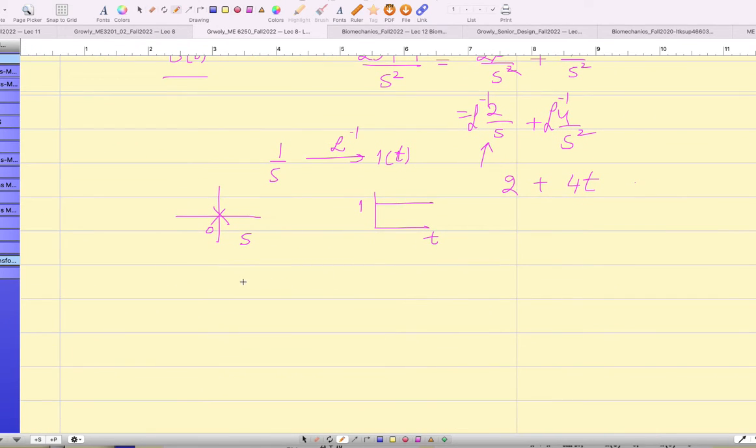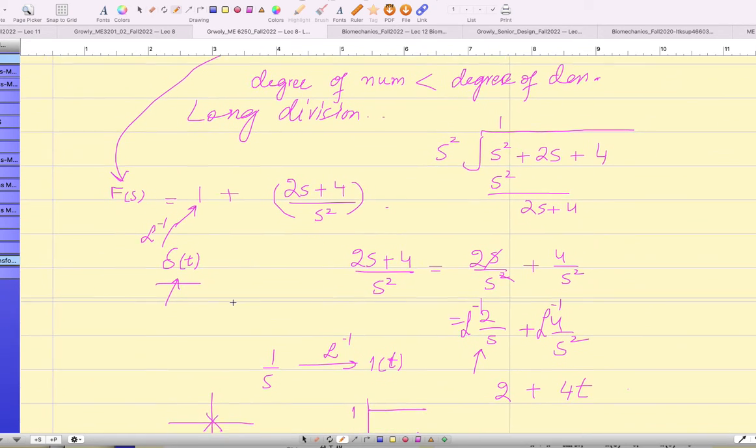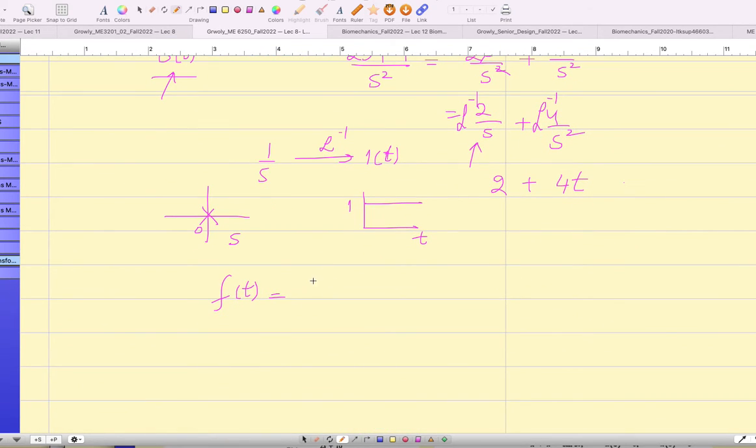So f of t equals 3 terms. The first term is, don't forget this term, delta t, which is impulse. Second term is a step function 2, which is, you can write down like this, 2 starting at time 0 origin, and 4t. This is also a step function of scaling factor 2. This is how you will solve it.